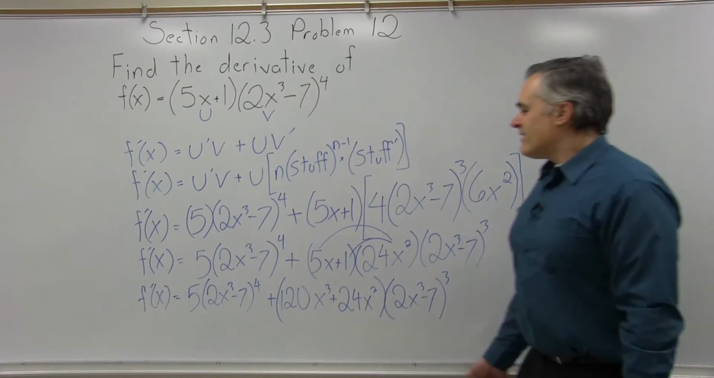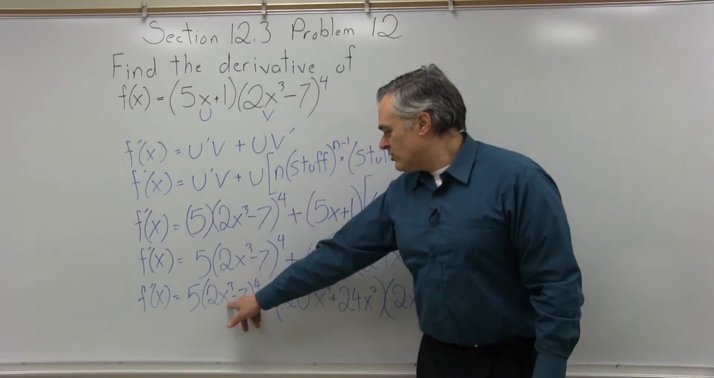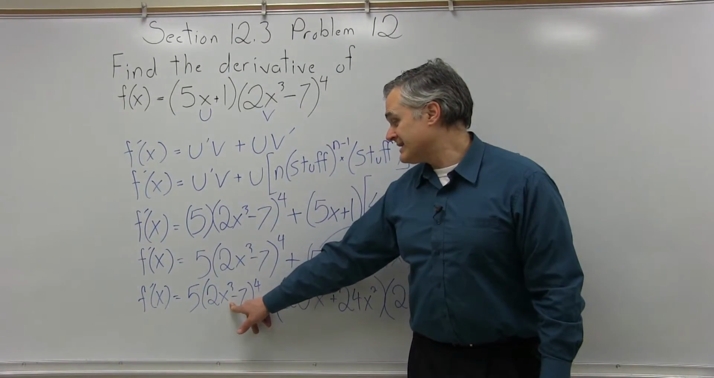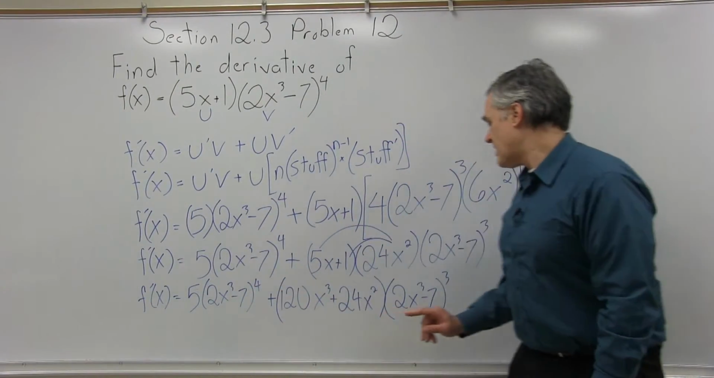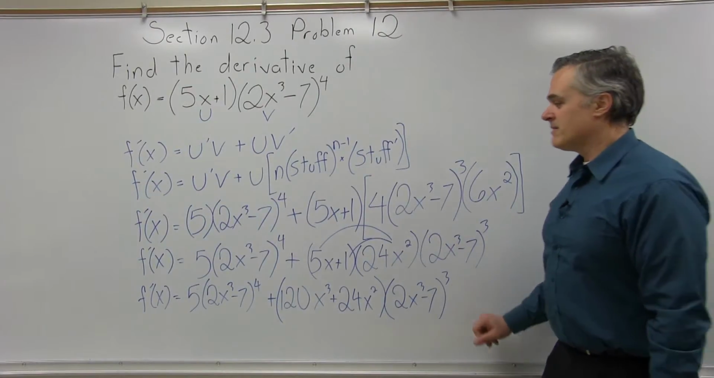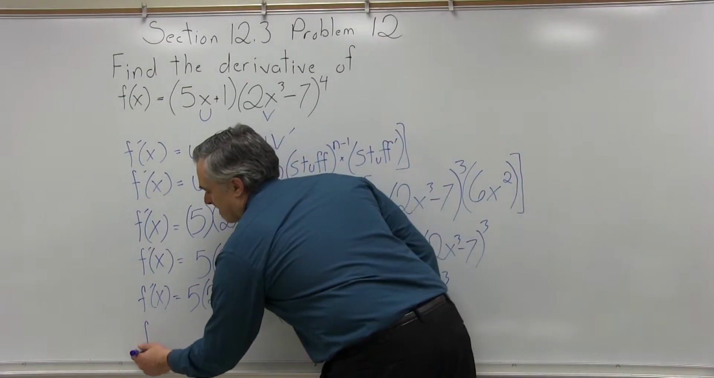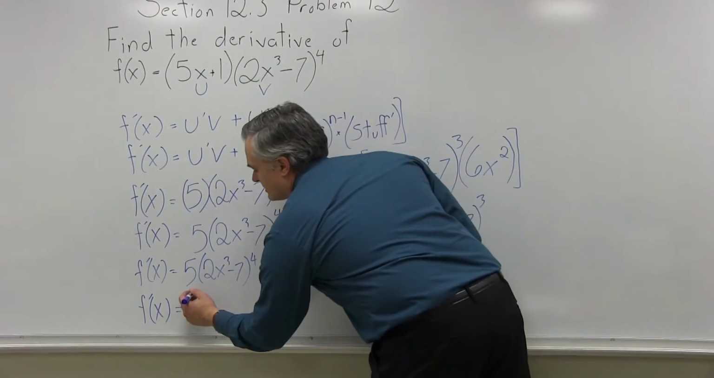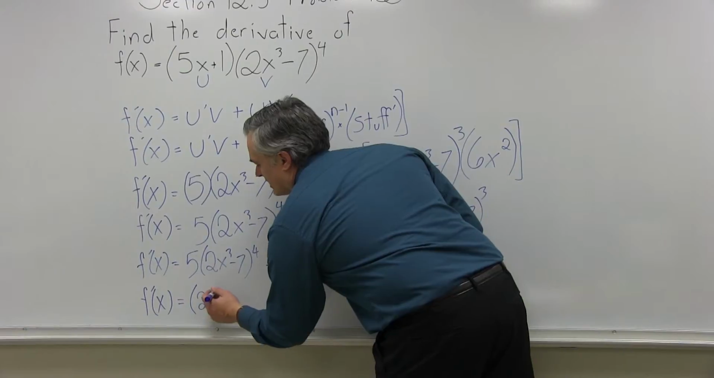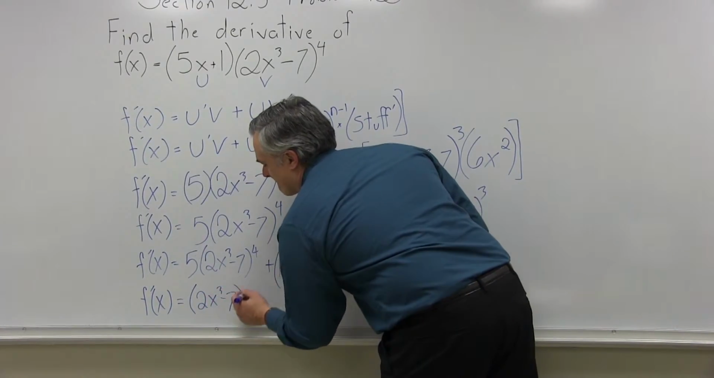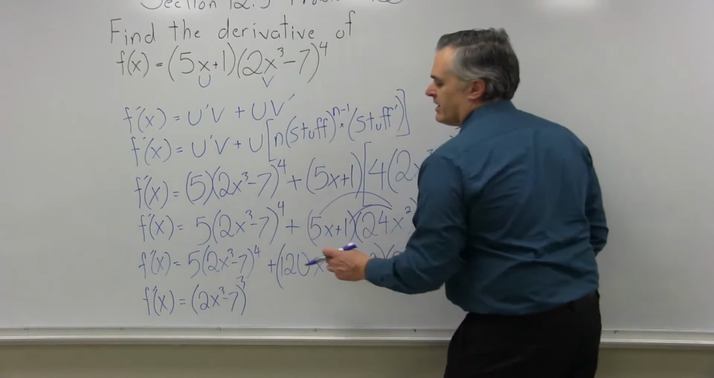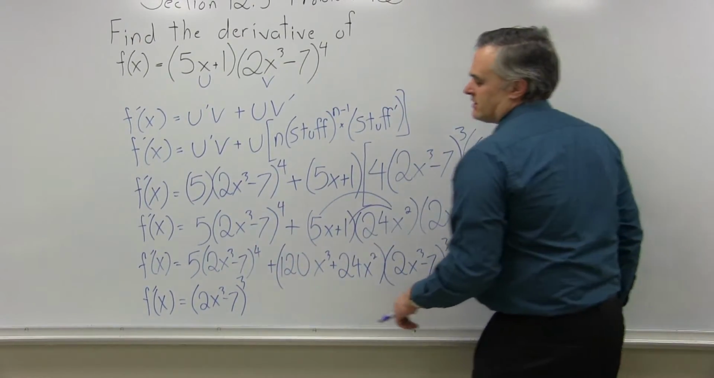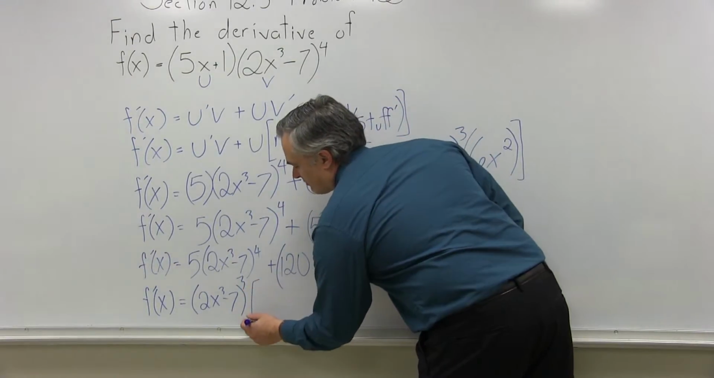So what I have is an answer with 2 basic parts in it. Each part has the same parentheses of 2x cubed minus 7, and one part is to the fourth power, the other part to the third power. So I can pull out, I have f prime of x equals 2x cubed minus 7 to the third power, because up to third power will come out of a fourth power, and up to third power will come out of a third power. Let me put in some brackets.